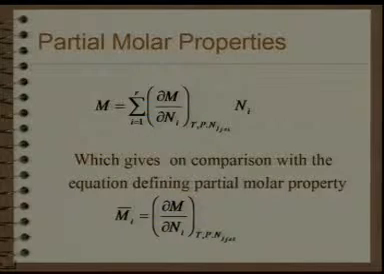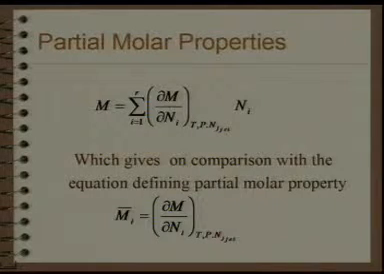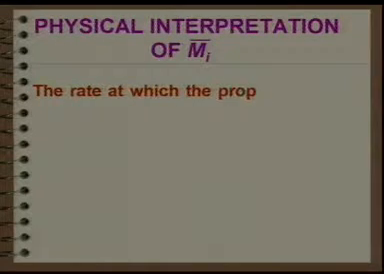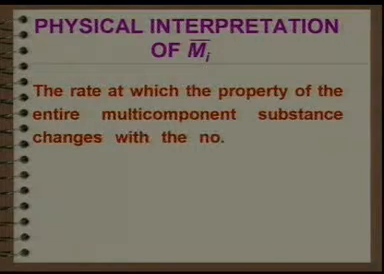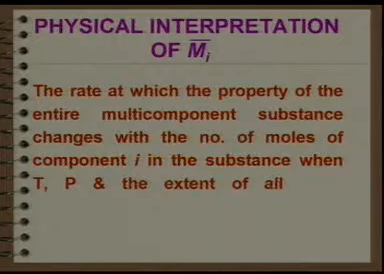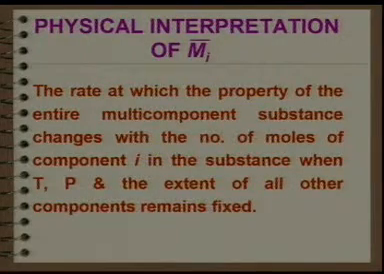We had also seen a physical interpretation of it. What was the physical interpretation? That itself should give you a hint at the manner in which experimentation should be done, say for a binary mixture, to find it out. The physical interpretation we saw last time was that it is the rate at which the property of the entire multi-component substance would change on changing the number of moles of that particular component. Conditions are that temperature is maintained constant and the extent of all other components remains fixed.